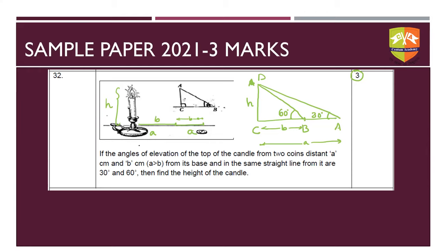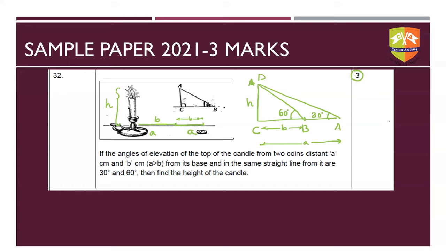Right. So, find the height of the candle. This is ridiculous. It talks about two points distant A centimeter and B centimeter from its base and in the same straight line. So you don't need B or A for any one thing to help. Have I read it wrongly? The angles of elevation of the top of the candle from two points at distance A and B from its base and in the same straight line are 30 and 60 degrees. Then find the height of the candle. When angles are given, A and B are given. What do you need to do? You have to find out the height of the candle.